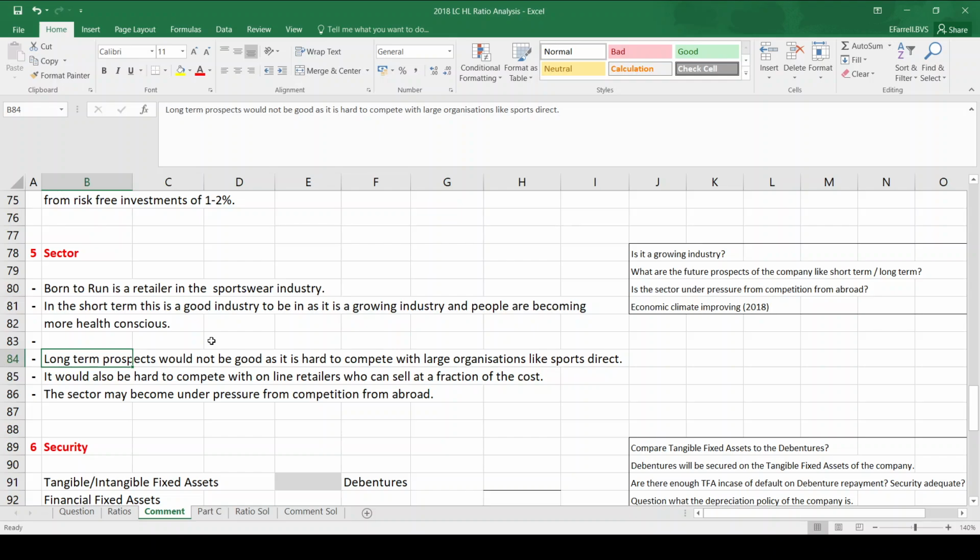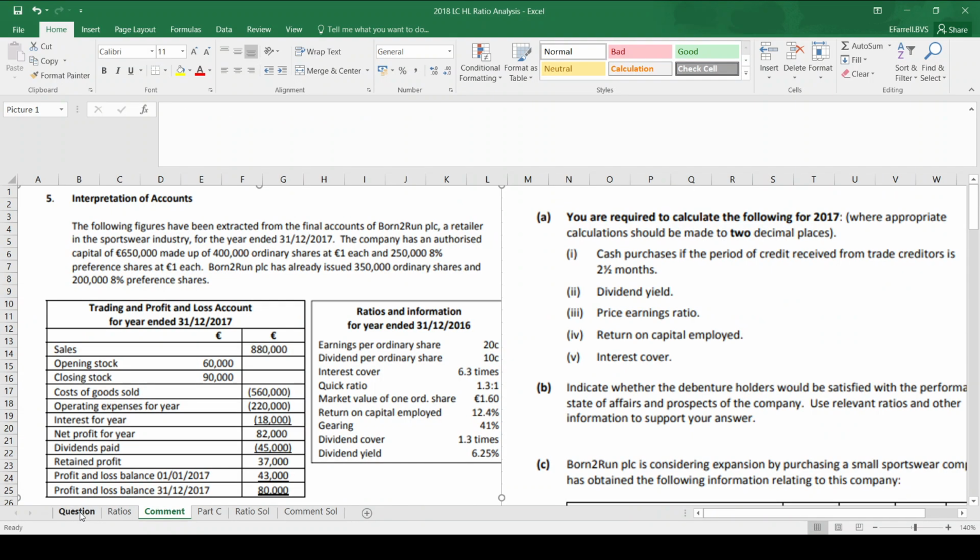It's very hard to compete with online retailers in the sports industry too. They can obviously charge much lower prices than Born to Run would be able to. So it's hard to compete with online retailers who can sell at a fraction of the cost, and the sector may be under pressure from competition from abroad. An Irish company like Born to Run might find it hard to compete with the likes of Nike and Adidas and so on.